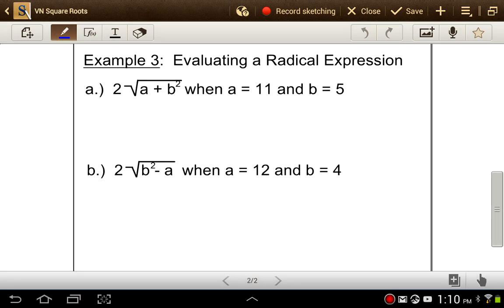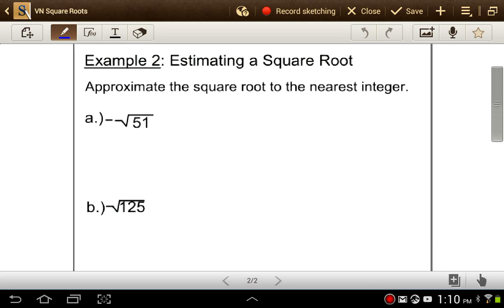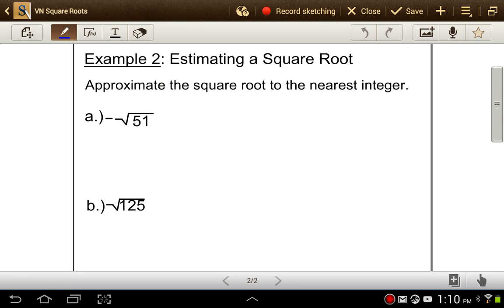Okay, in our next example, example 2, we're going to estimate a square root. So in this one, we're going to approximate the square root to the nearest integer. So I'm going to think of my perfect squares. And this is going to be negative, so we don't want to forget about that. So I have the negative square root of 49, which is negative 7. And then I have the negative square root of 64, which is negative 8. So this is between negative 7 and negative 8.